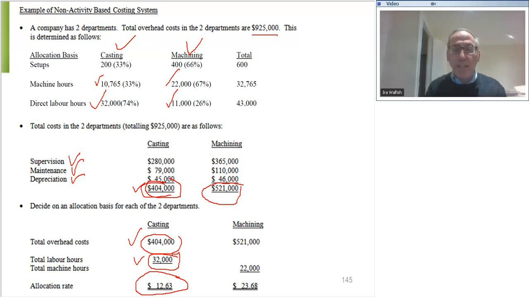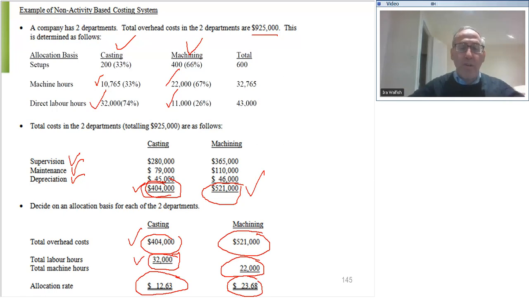For machining, I'm going to take my total overhead, 521,000. If my expected total machine hours for my machining division for the period is 22,000 hours, I'll take 521 divided by 22,000, and I'll use an allocation rate of 23.68 per machine hour. So in one department, I'm allocating all my costs based on labor. In the machining department, I'm allocating based on machine hours.